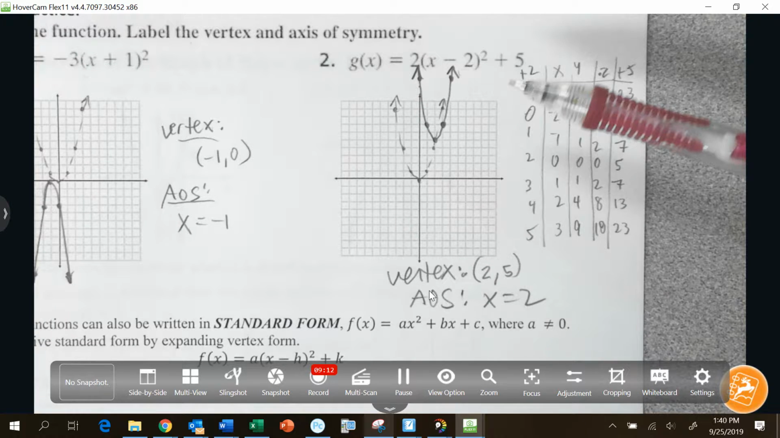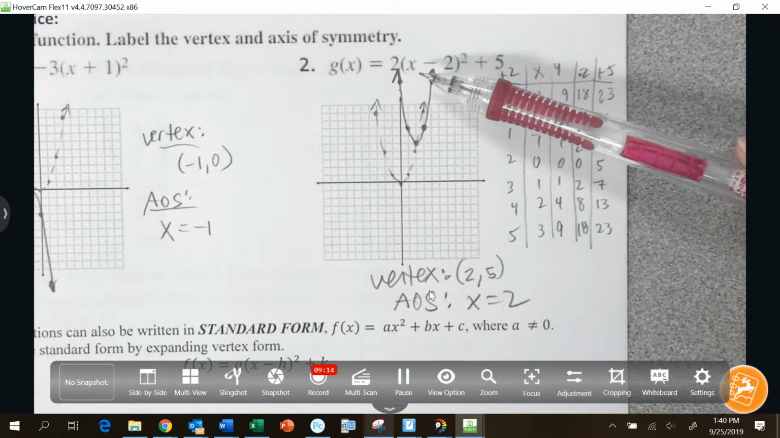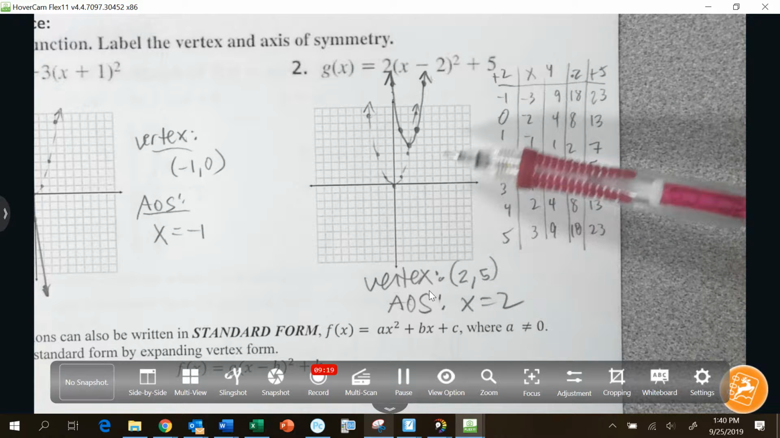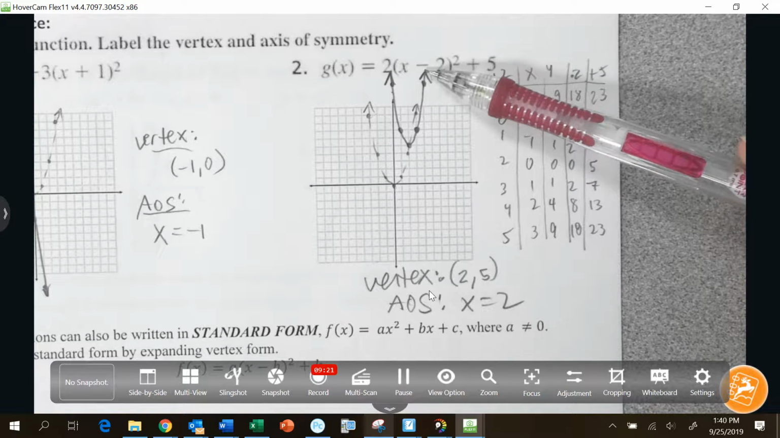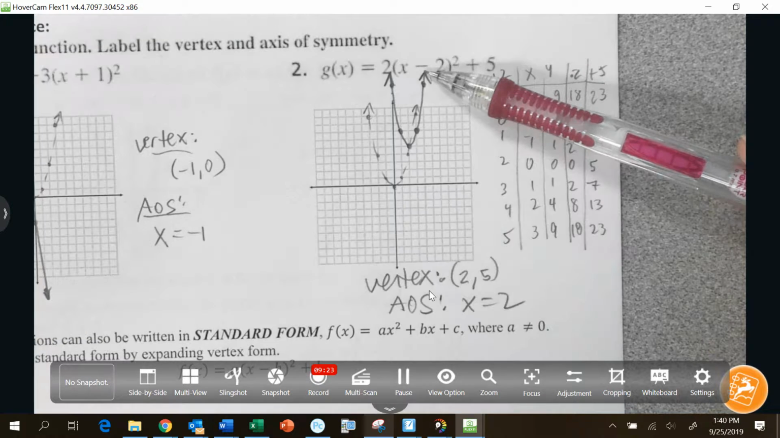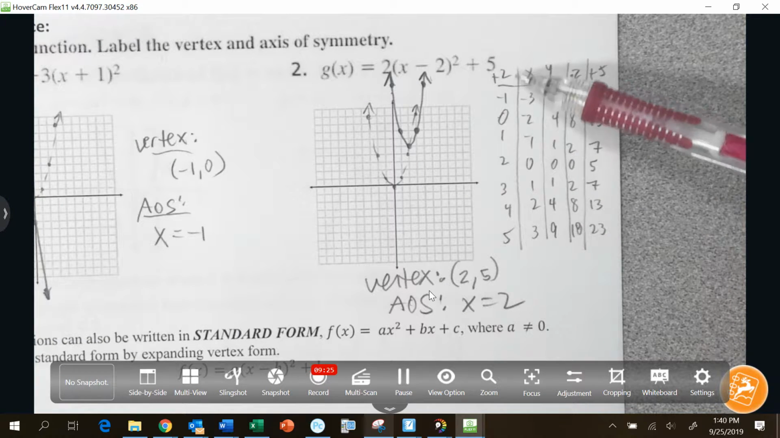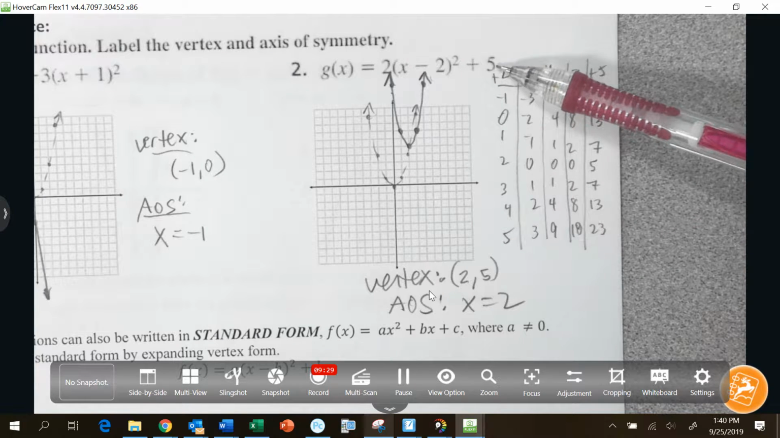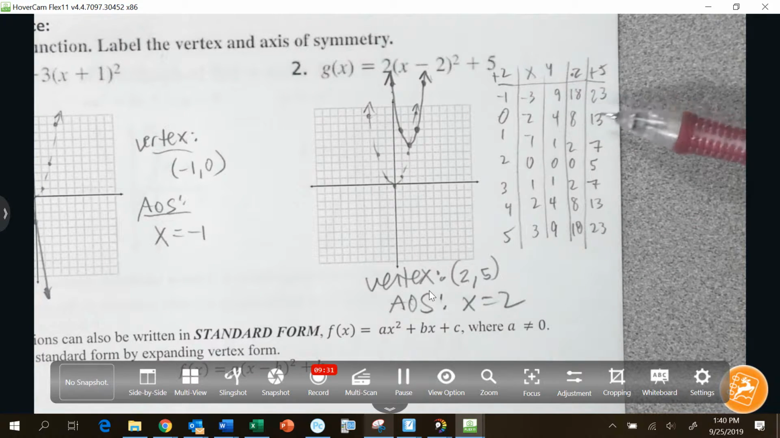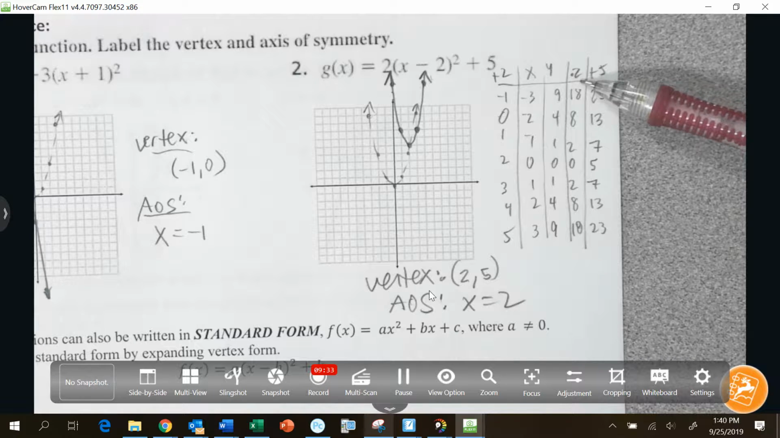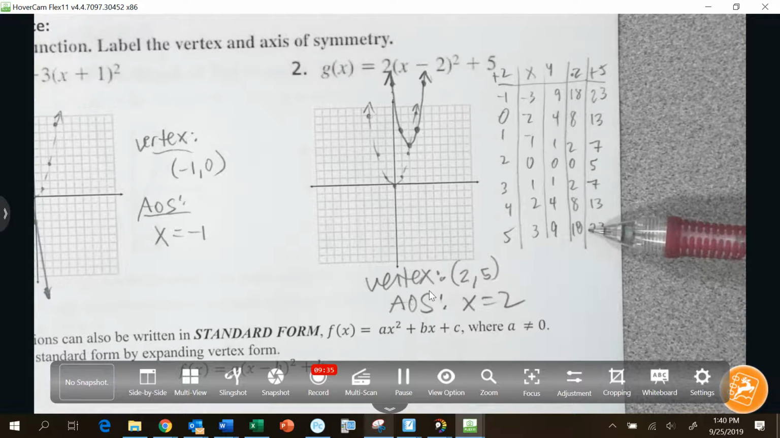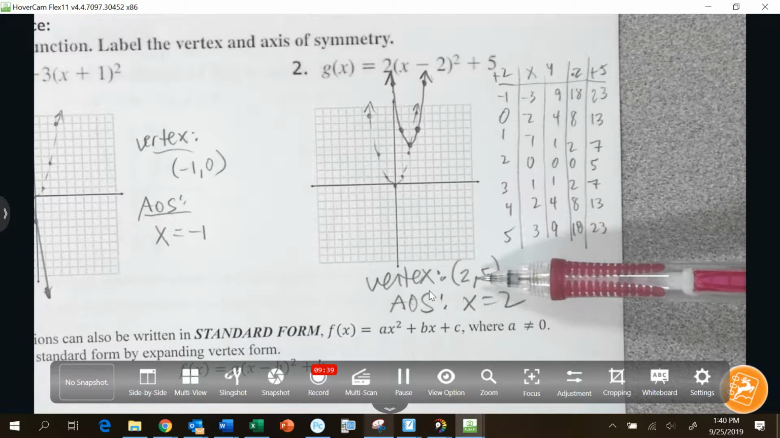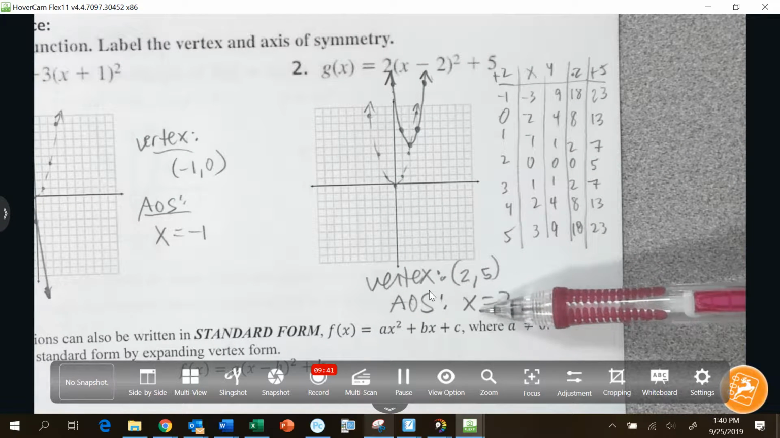For this one, we had a vertical stretch factor, applied to all my y's by 2. Inside, I have a translate to the right 2 units, so I added 2 to all my x's. And then at the end, I have a translate up 5 units. So I took the previous y's and added 5 to those. And that's where we got the new graph. And that's how I got my vertex at 2, 5, and my axis of symmetry at x equals 2.